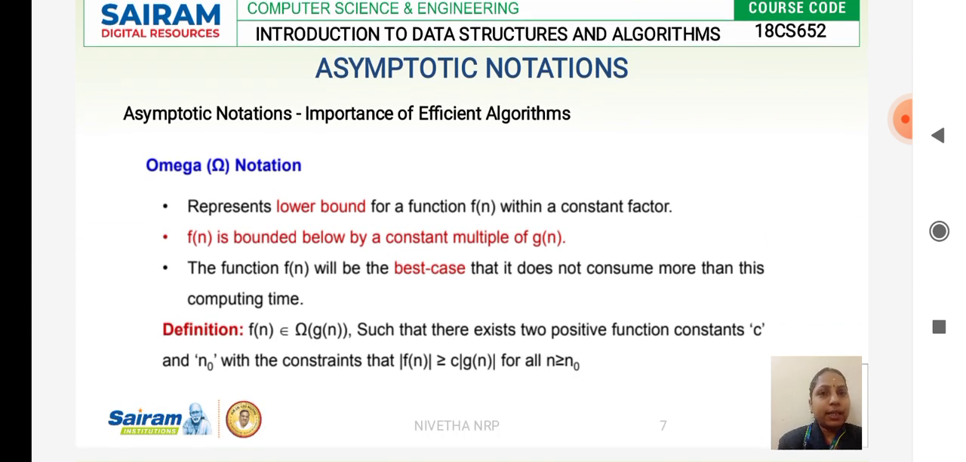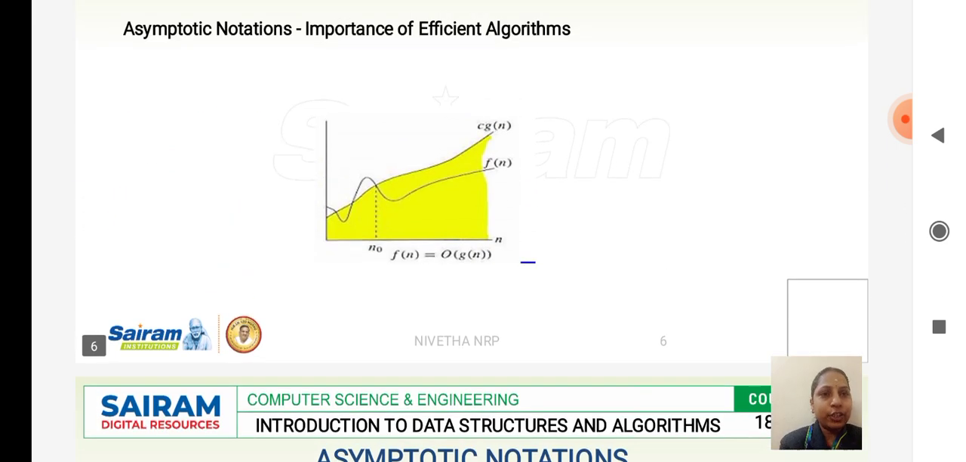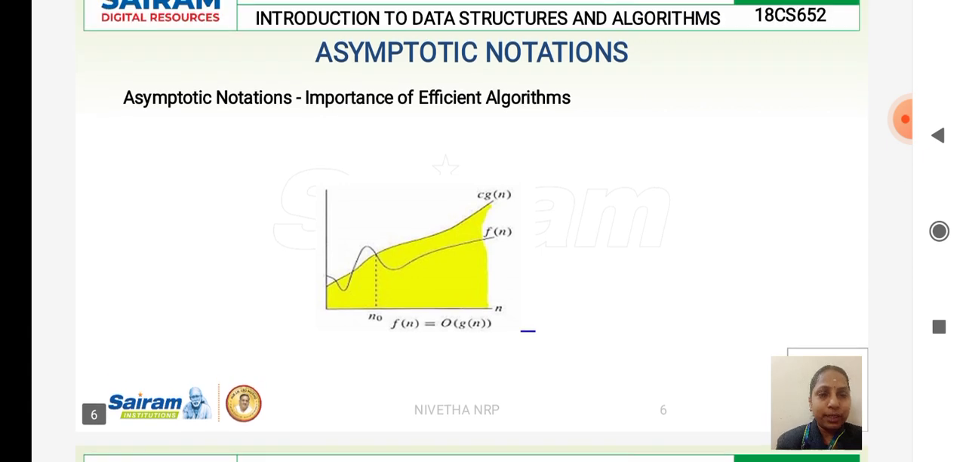The second case is the omega notation. Here we generally represent this as the lower bound for a function f of n. See here, when you say f of n is at the upper bound, f of n is the actual function we are supposed to derive, but what is the function we have derived? g of n in the constant time. c is nothing but the constant time. We have derived the g of n, where f of n is your desired output and g of n is your obtained output. It is not able to produce the output in the desired time. That is why it is specified as upper bound.